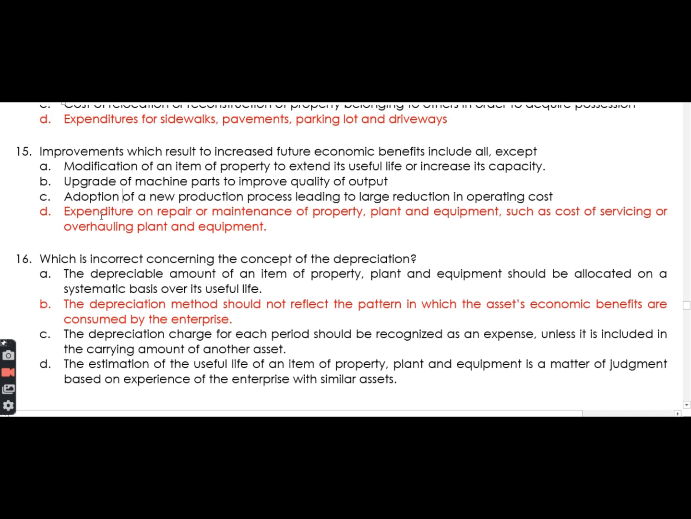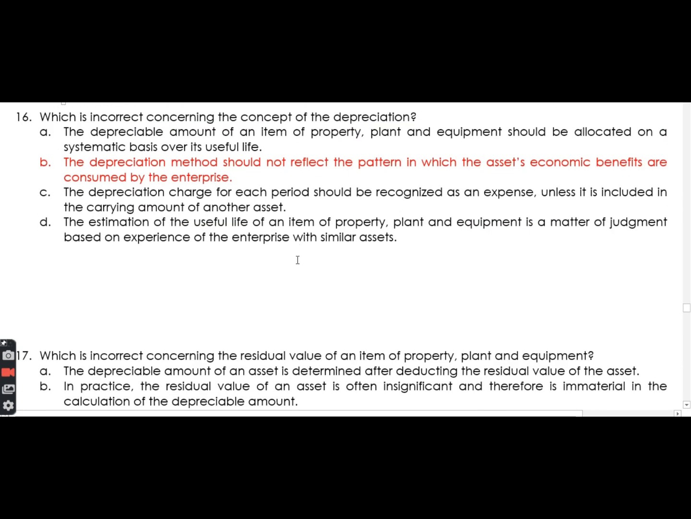Bakit mali yung letter D? Expenditure on repair or maintenance of property, plant, and equipment. Diba? Ang normal repair at saka maintenance ay expense lang. Kaya nga meron tayong repairs and maintenance na expense account.